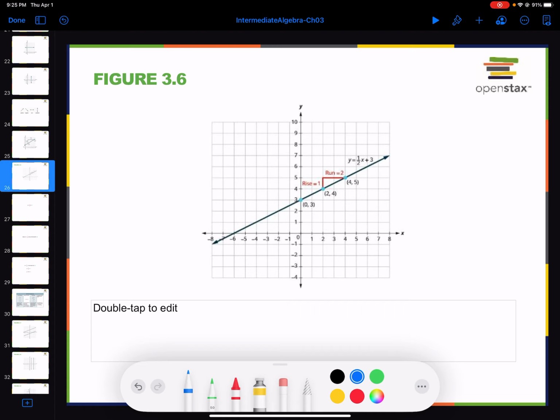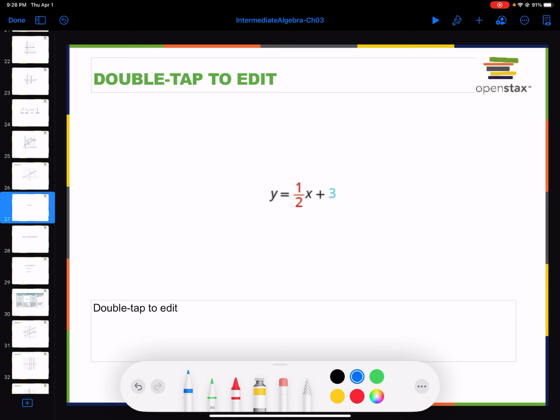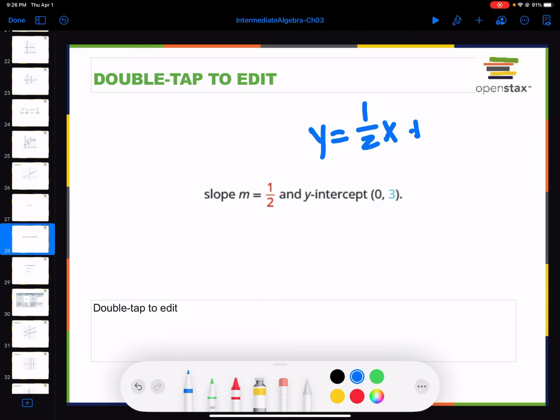So here's another example. You've got your rise of 1 and your run of 2. And that is going to give you this equation. This is slope-intercept form. That's what that equation is called. We're going to look at it a little bit further here. If you remember, it said y equals 1/2 x plus 3. Here's your slope and your intercept.